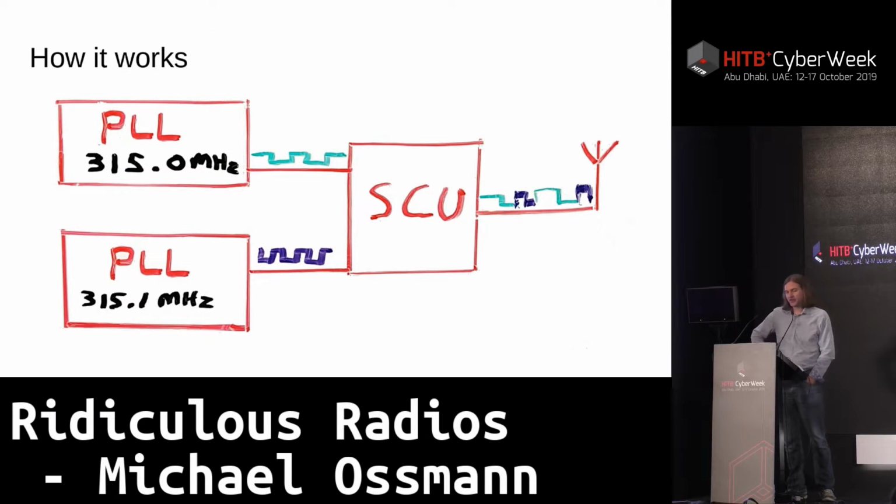So here's an example of that. You can see we have two different PLLs on the left. One of them is generating a 315 megahertz signal. The other one is generating a 315.1 megahertz signal. So those are two different clock signals running at two slightly different frequencies. And they're connected together through the SCU, which is just this basic switch box, basically. It just controls which internal signal in the microcontroller is connected to which external pin. And so in the SCU, we switch back and forth between these two different frequencies. And that is how we generate our frequency shift keyed signal that goes out over the antenna.